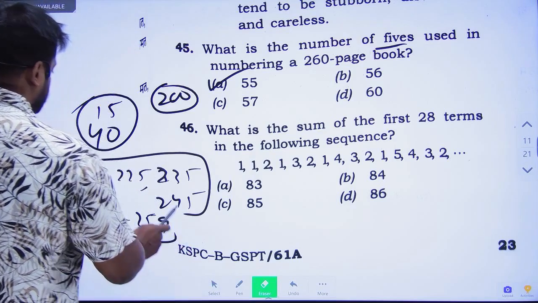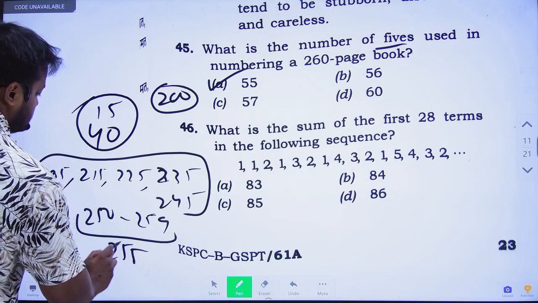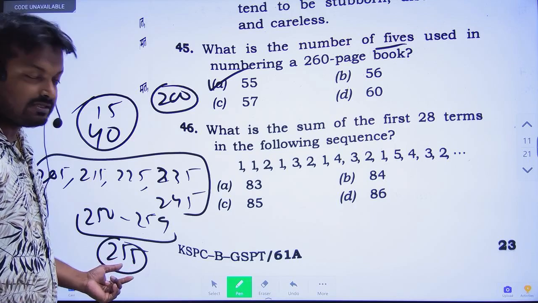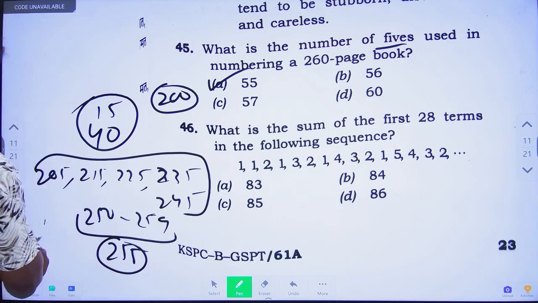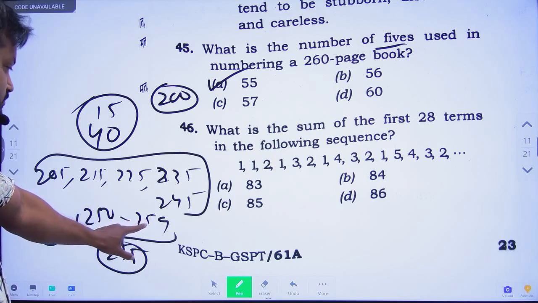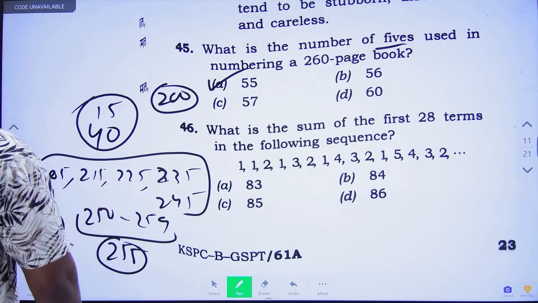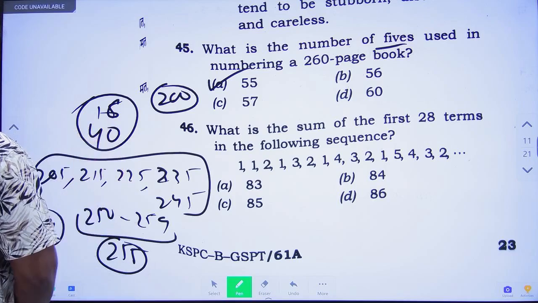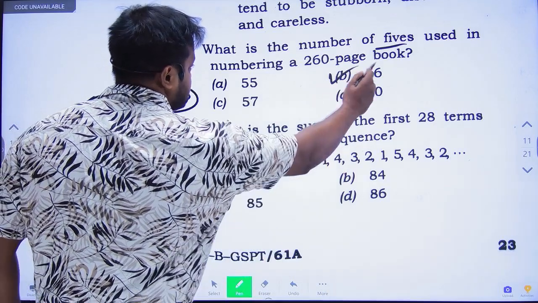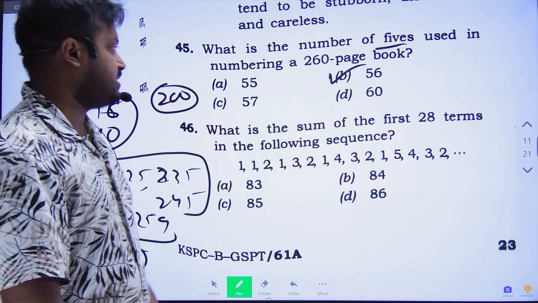1 second, students. I've done an error. See, 255. The number 255 where 5 occurs 2 times. So this is actually 11 times 5 appears from 250 to 259, because in 255, 5 occurs 2 times. So 11 plus 5 is 16. So this is actually 56, not 55. This has to be 56. Option B is correct. Fine. Option B is correct. Okay.